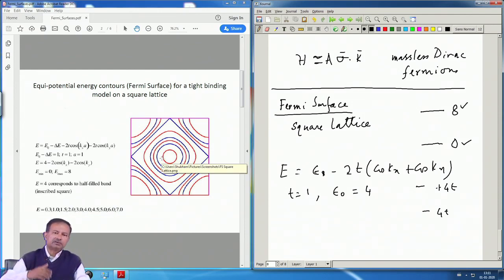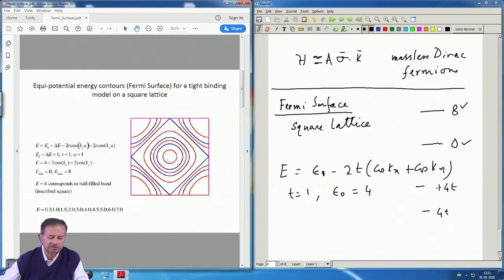So, that is the number of electrons you are putting in. That is called the chemical potential or the Fermi energy. For example, for low filling you have almost a circular Fermi surface. That is the highest occupied level. This circle is the highest occupied level. That is for low filling, this happens.